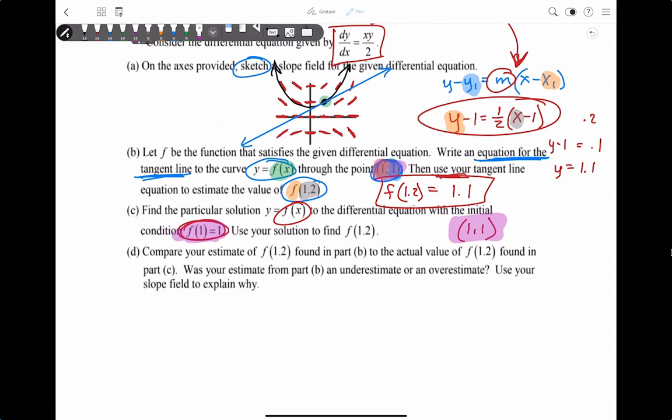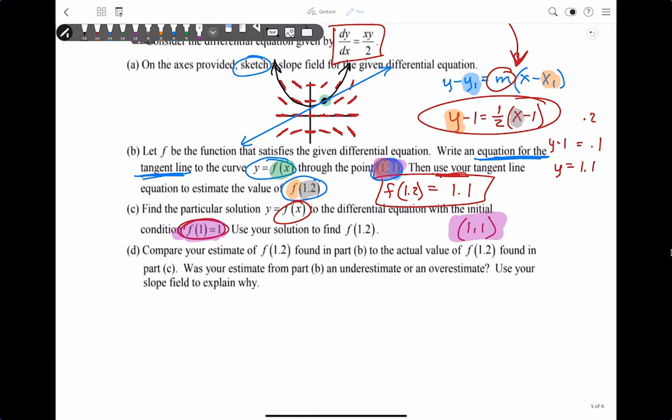But we're going to find a particular solution in order to find what it would equal with the actual equation at 1.2. Remember, this is an approximation. This equation of a tangent line is an approximation, and when we find the answer to C, that's the exact. That's not an approximation. Okay, so let's go ahead and do this.